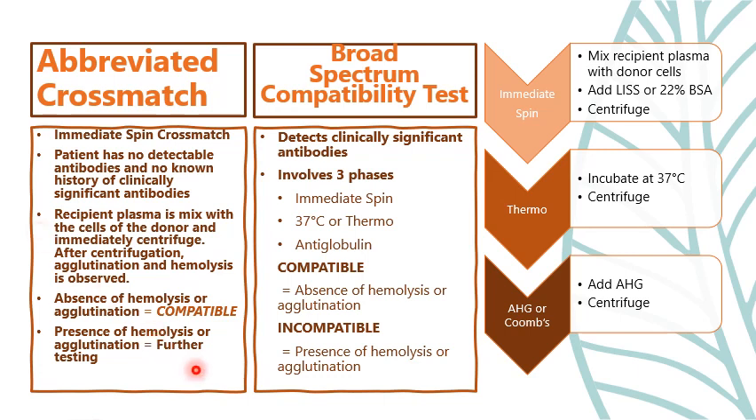The absence of hemolysis or agglutination is compatible, while presence of hemolysis or agglutination needs further testing. So the next kind of cross-match is the broad spectrum compatibility test. So in this test, it detects clinically significant antibodies. So it involves 3 phases: the immediate spin phase, the 37 degrees Celsius or the thermo phase, and the antiglobulin phase.